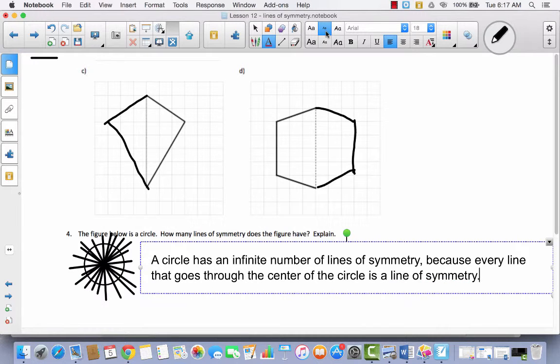All right, so I hope that this helps you with symmetry. If you ever get stuck and you're not sure whether or not something has a line of symmetry, you can always cut out that figure and attempt to fold it. That's a good way to see whether or not it has a line of symmetry.